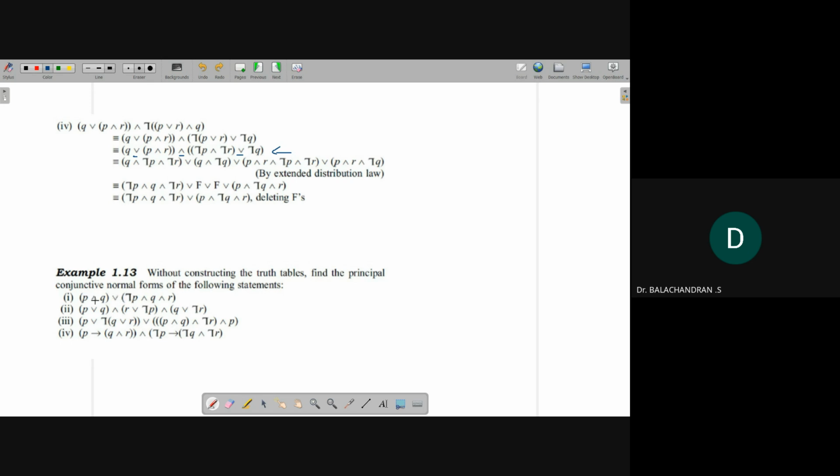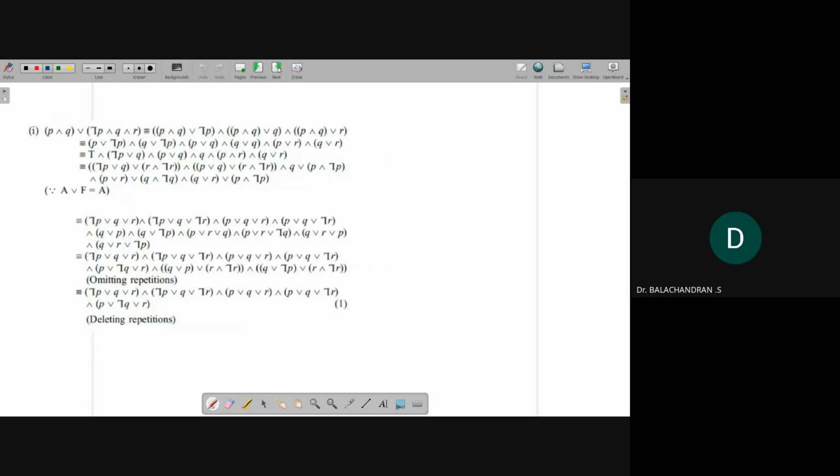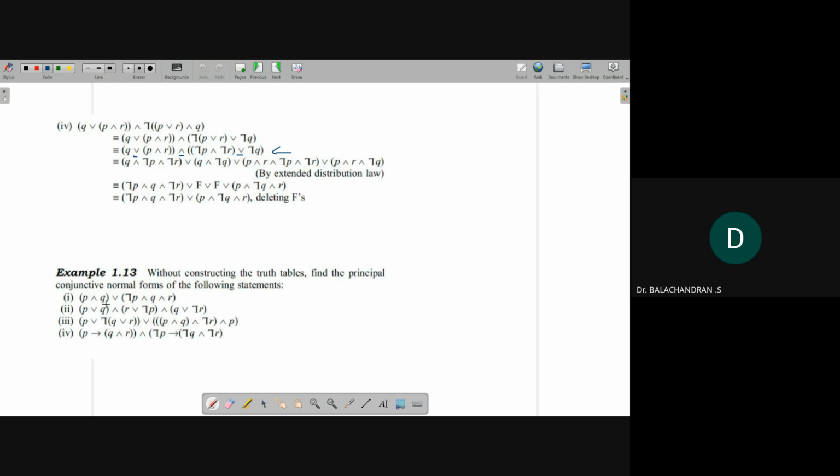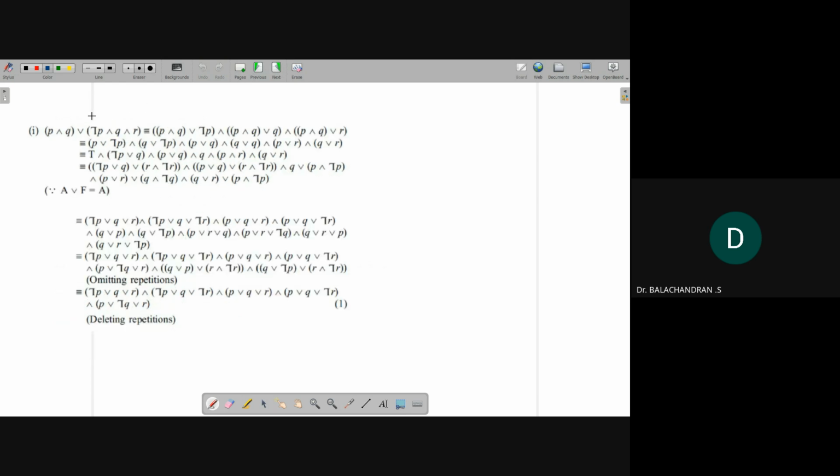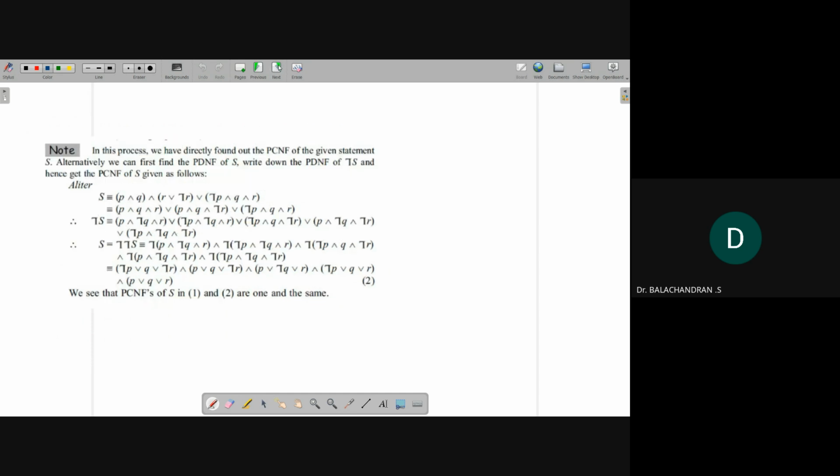Okay, first column P and Q are negation P and. This is actually what? Sum of product. If it is sum of product, actually this is the first method. I will go to the second method. So this is the given problem. If it is a sum of product, this is in what? DNF.